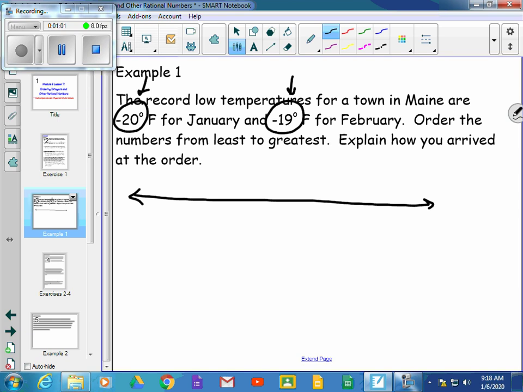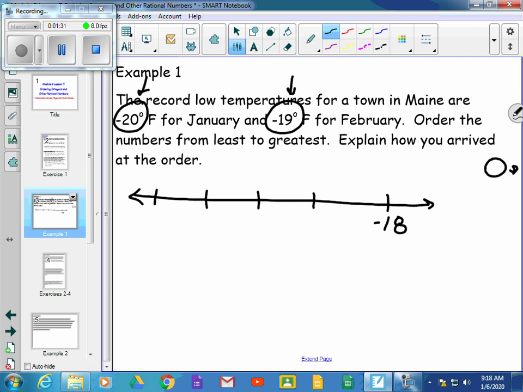Well, if I'm only going to plot negative numbers that are close to those two integers, I first have to understand that 0 is going to be somewhere over here to the right. 0 is going to be to the right somewhere. I'm going to start with negative 18. That's close to negative 19. Negative 20. All right. Now, I've got to remember the way negative numbers work.